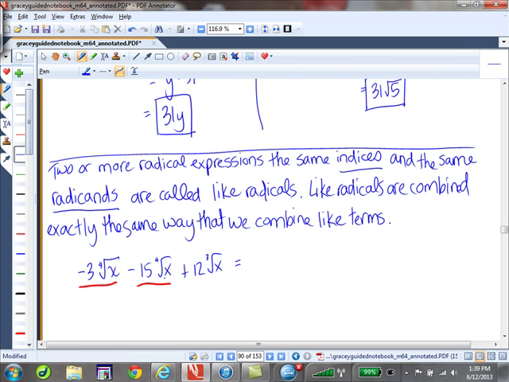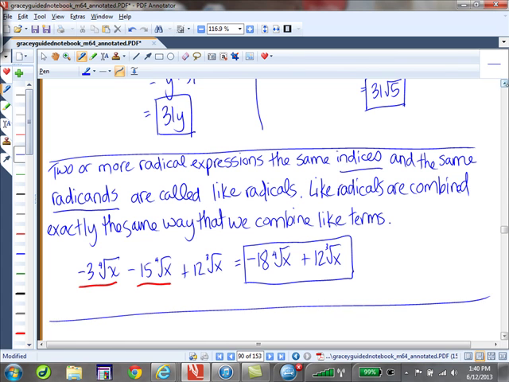So we can combine the two I underlined in red. So -3 minus 15 is -18. And then we have times the fourth root of x, and then plus 12 times the cube root of x, and we're all done. Okay? All right, so now we can go ahead. We'll have a little more practice later on in combining like radicals.